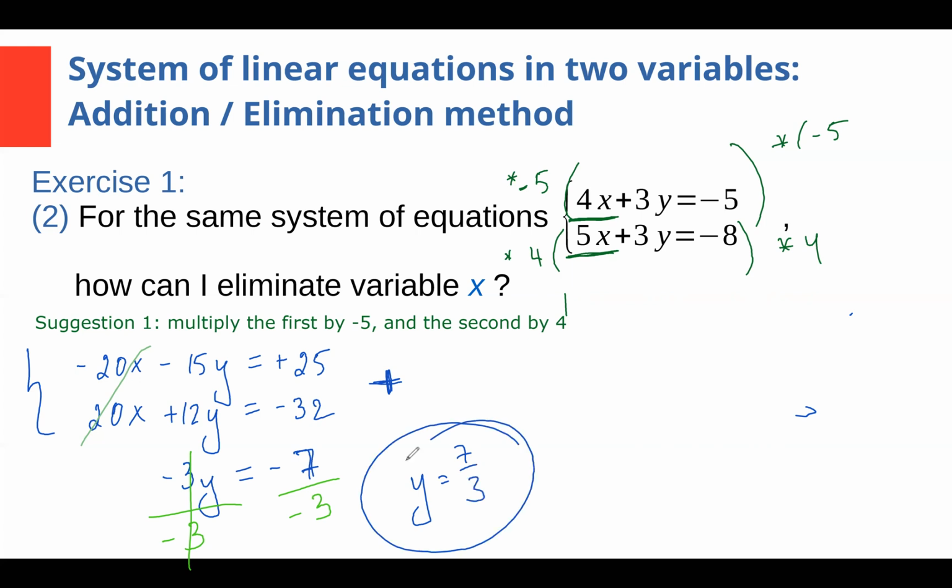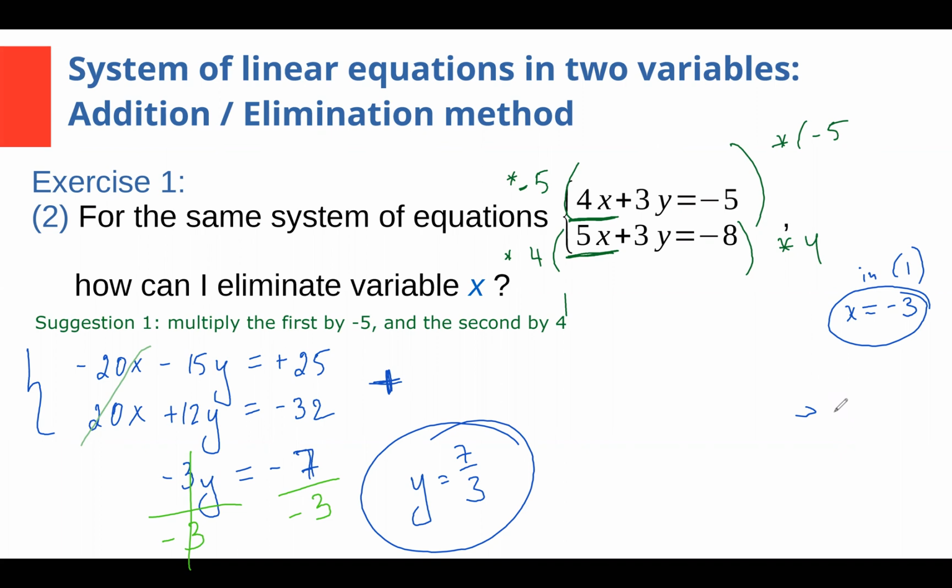So we found the y. We eliminated the x and we found the y. And in item 1, we eliminated the y and we found, you remember what it was? It was x equals -3, I believe, right? It was in item 1 that we found.